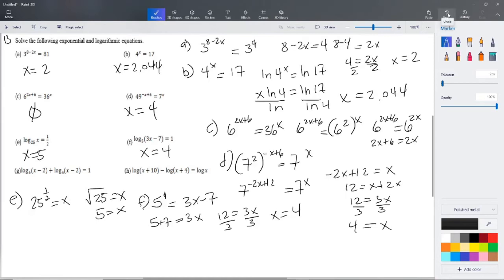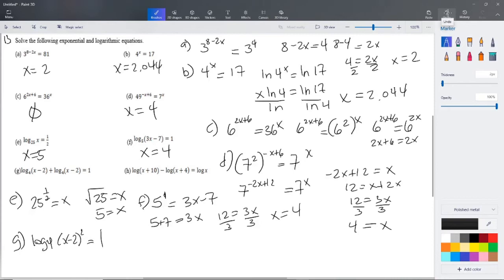For part G, we've got to consolidate these logs before we can try to use the definition to solve them. Now, plus means a multiplication. So what it means here in part G is that we have log base 4 of x minus 2 times x minus 2, or x minus 2 squared if you like, equals 1. Alrighty, I like this one.